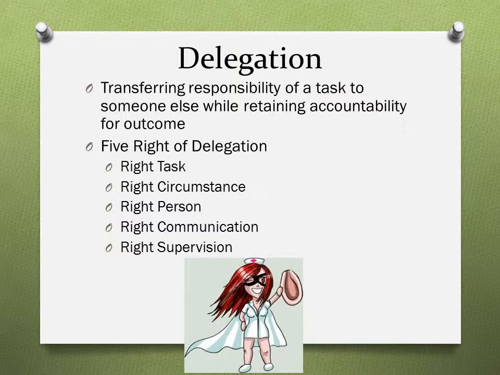Always remember the 5 rights of delegation. The right task: tasks that can be delegated are repetitive, they require little supervision, they're relatively non-invasive, they have predictable results, and potential minimal risk. The right circumstances: make sure that you use good clinical decision making to determine the tasks to be delegated. The right person should be assigned the appropriate task on the right client. Communication must be clear and concise, and supervision has to be provided for appropriate monitoring and feedback.